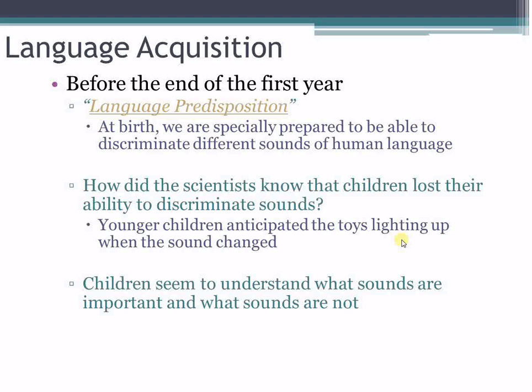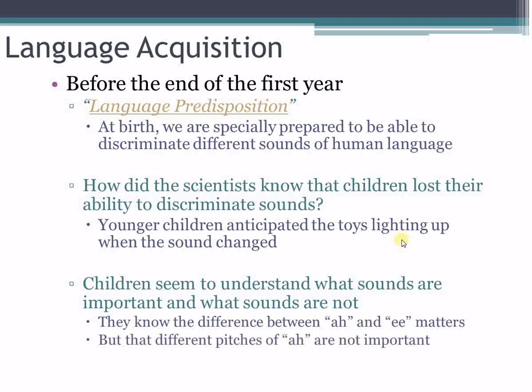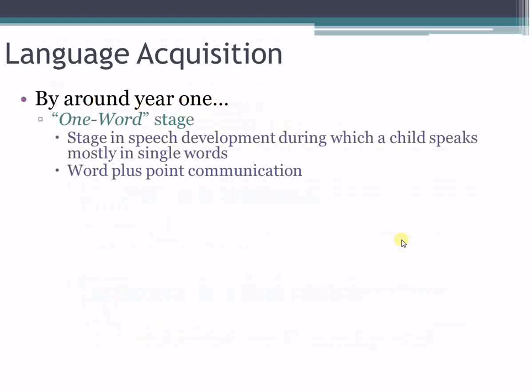Whereas children pick up on this relatively effortlessly through listening to what the grown-ups in their life are saying. And so they know that the difference between ah and e matters. But they also know that, for example, different pitches of ah don't matter, that that's essentially the same sound of language. And this is all evidence towards this idea that children are born with a special predisposition to learn language.